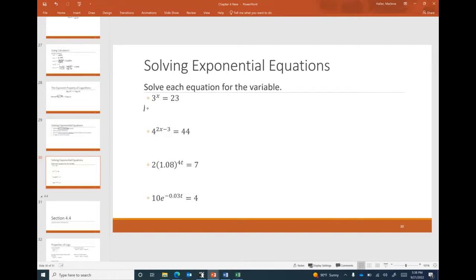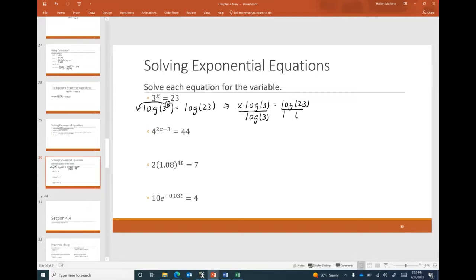So what I'm going to do here is say the log of 3 to the x is equal to the log, I'm just using common log, of 23, all right? Now I can use this property of logarithms and get that x out of the exponent, right? So then I have x times the common log of 3 is equal to the common log of 23. All right, solving for x just involves dividing both sides by log 3.